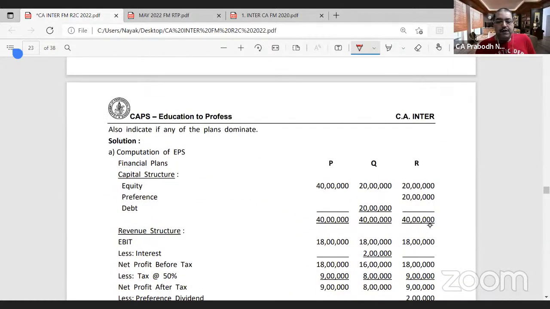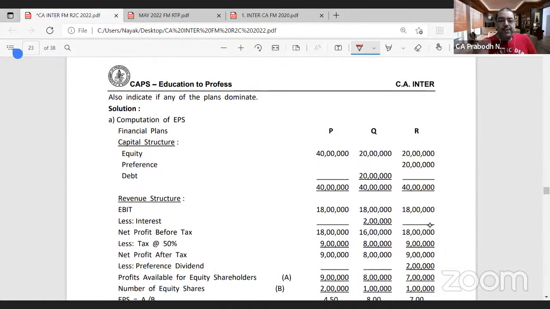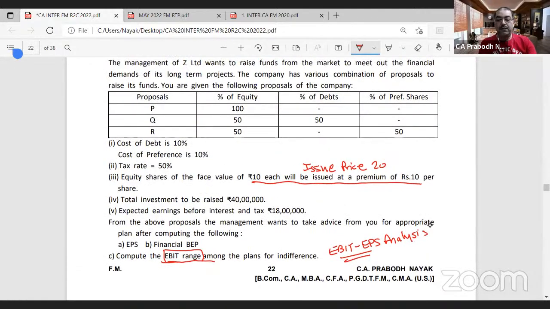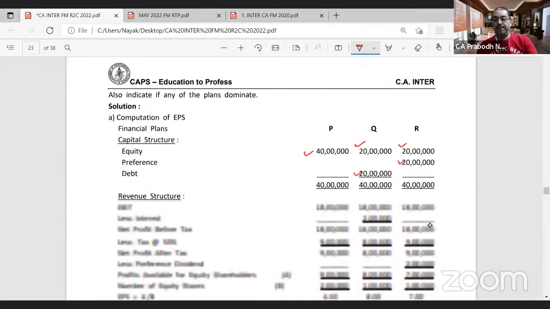First, for the 3 plans, I write down the capital structure. In plan P, the entire 40 lakhs is financed by equity. In plan Q, you have equity and debt. And in plan R, you have equity and preference. So accordingly, 40 lakhs, 20 and 20, it will be separate.